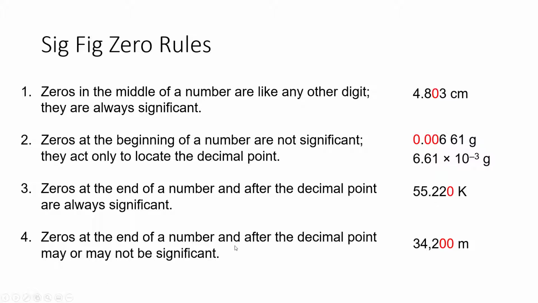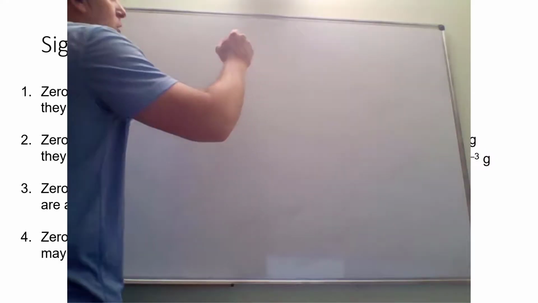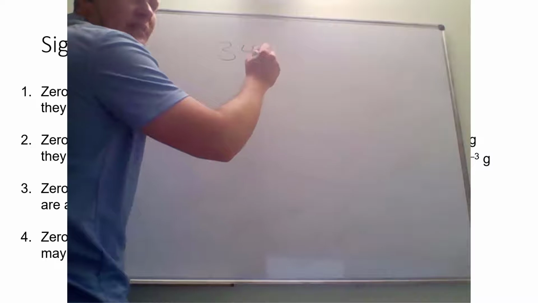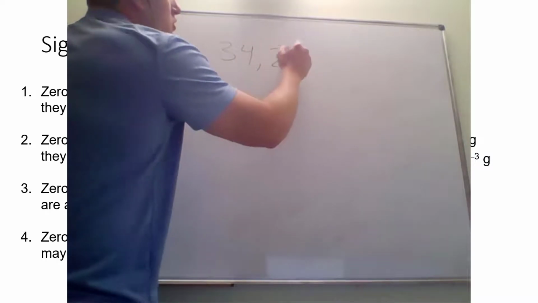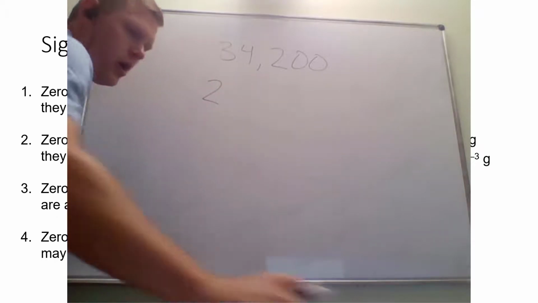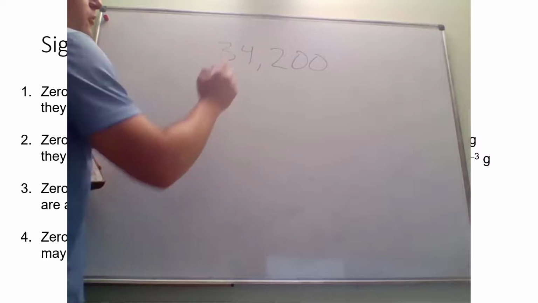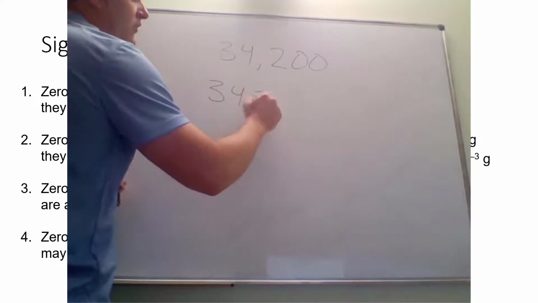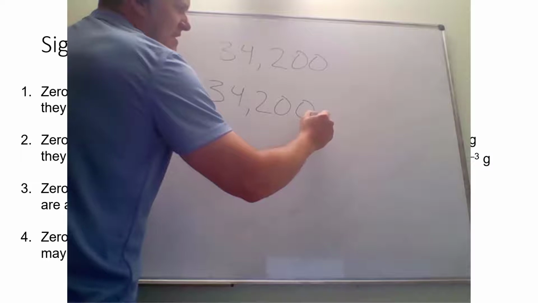Four, zeros at the end of a number and before a decimal point may or may not be significant. For example, if we look at 34,200 meters, heading up to the whiteboard here, we can establish whether those zeros are significant or not. It depends on how we write this number. The two ways we can write this number are 34,200, or 34,200 and then include a decimal place.